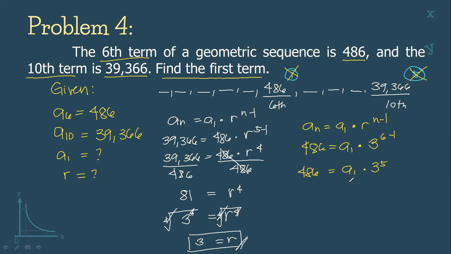So next po natin pwedeng gawin is to solve what is 3 raised to 5. 3 raised to 5, my dear students, is equal to 243. So we have here 486 is equal to a sub 1 multiplied by 243. So, divide both sides natin siya by 243 para po ang ma-eliminate lang is si a sub 1, which is our missing term. So, 486 divided by po the 243, that is equal to 2. So, meaning to say po, my dear students, our first term is 2.